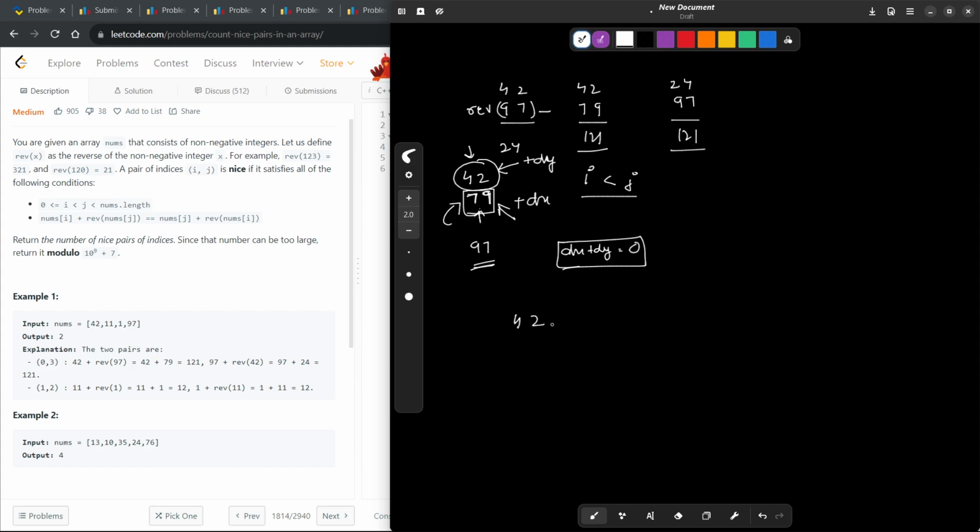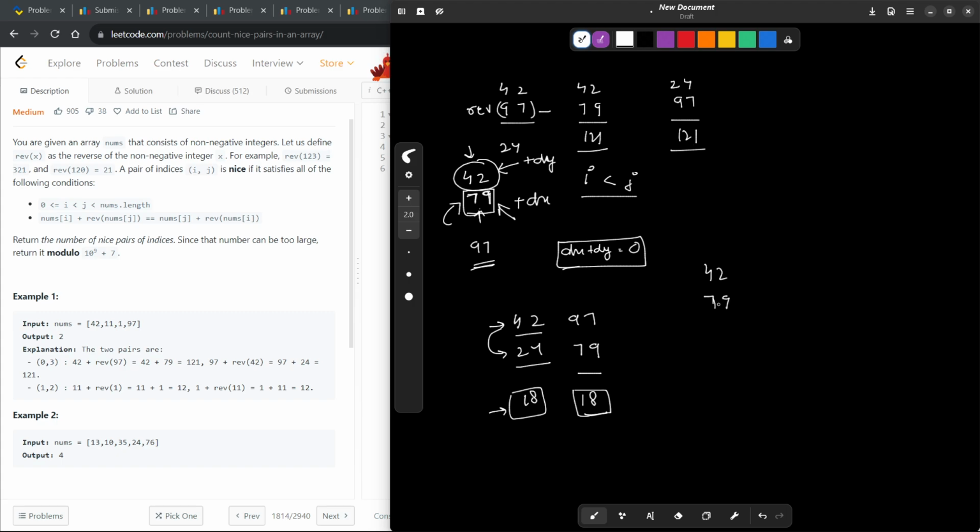Let me show you an example. So 42 and its reverse is 24, and 97 and its reverse is 79, right? So what is 42 minus 24? I believe it is going to be 18, and 97 minus 79 is also 18. Yeah, so it is going to be 18, right? So we know that when we make a reverse operation from the original to the reverse, the change is 18, right?